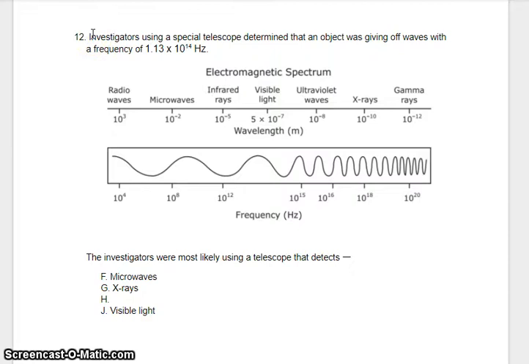Investigators using a special telescope determined that an object was giving off waves with a frequency of 1.13 times 10 to the 14 hertz. So 1.13 times 10 to the 14. Using this chart right here, the investigators were most likely using a telescope that detects F, microwaves, G, X-rays, or J, visible light.